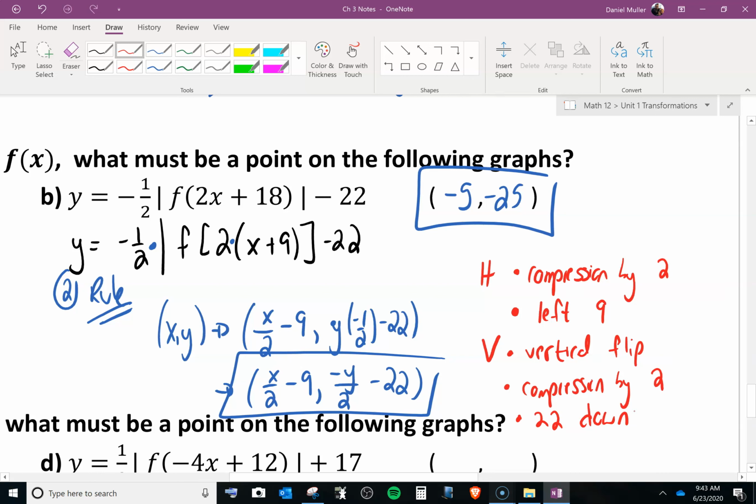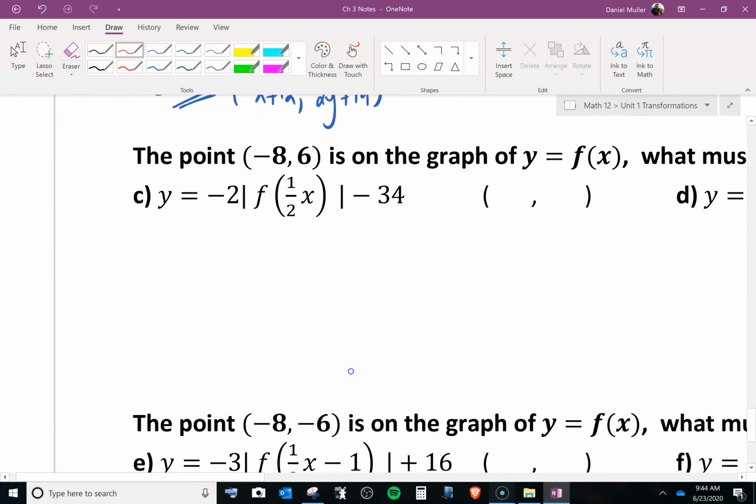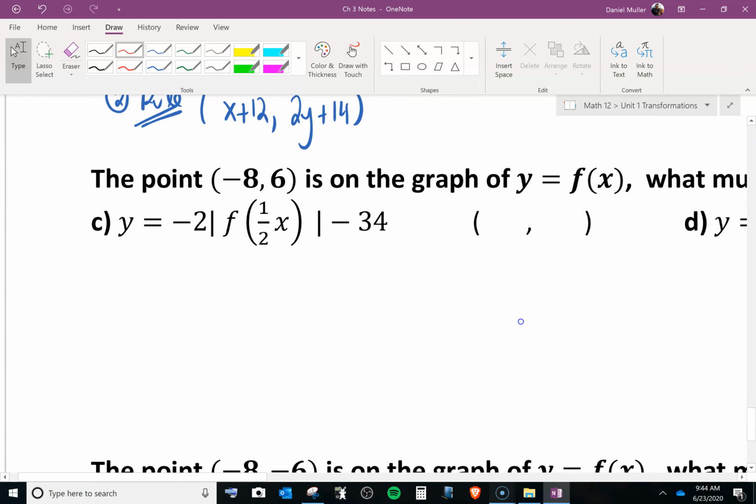So it's good to keep all of those in the back of our mind as we do all of these, even though it's not being asked on an assessment. It definitely would be. Okay, let's do C here, and then the other ones we can do on the next video.